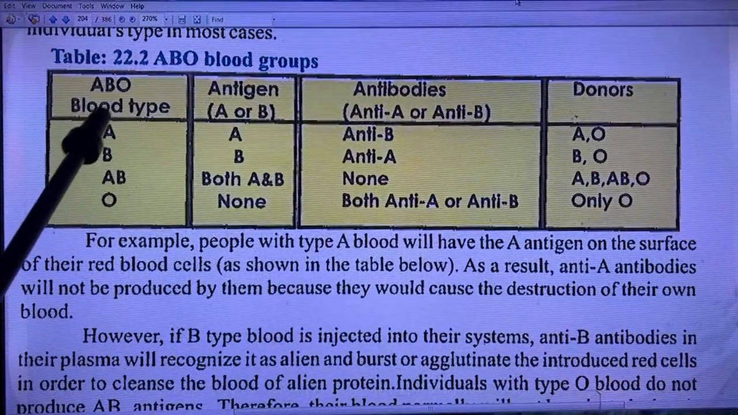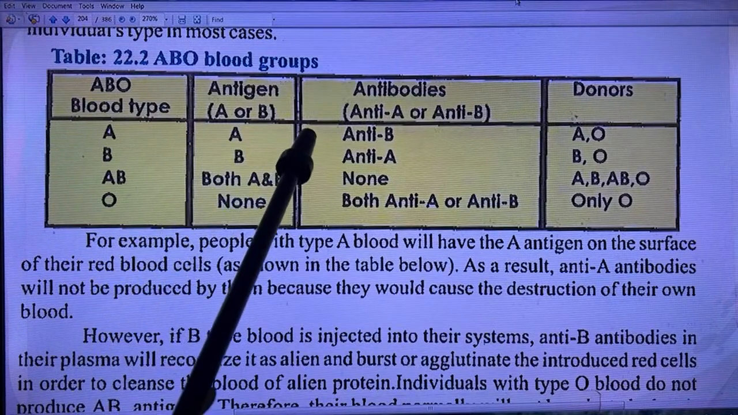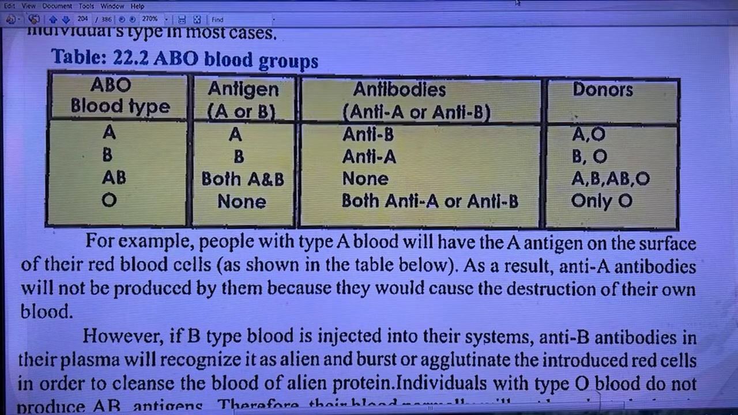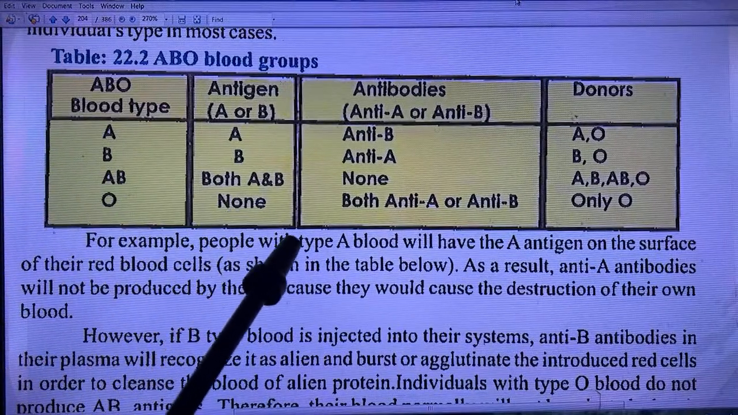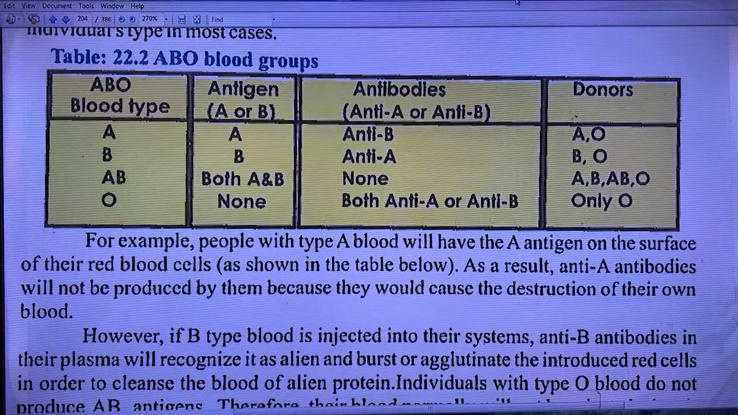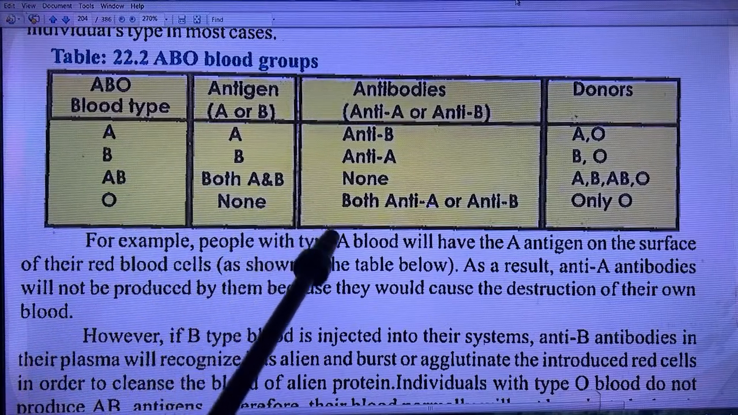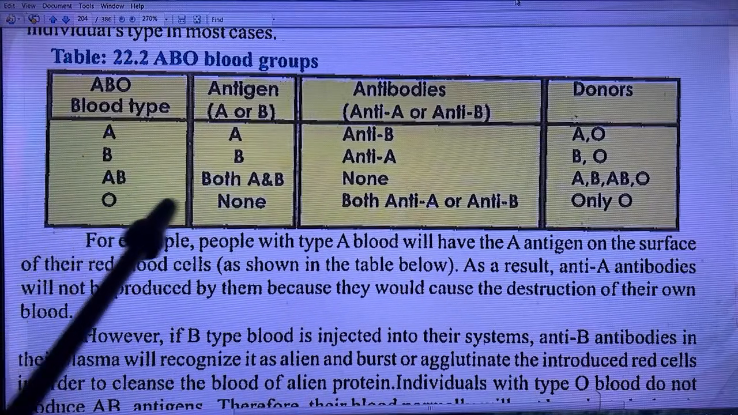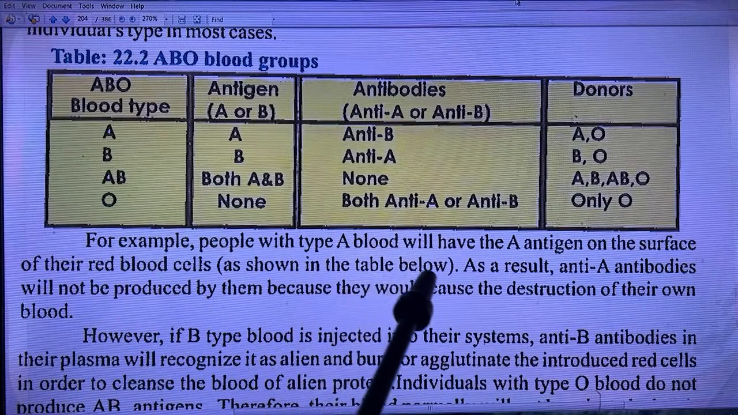ABO blood type. Type A: antigen A, antibody B, donor A and O. Type B: antigen B, antibody A, donor B and O. Type AB: antigens both A and B, antibodies none, donors AB, A, B and O. Type O: antigen none, antibodies both A and B, donor O only.